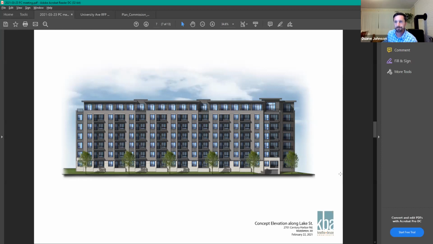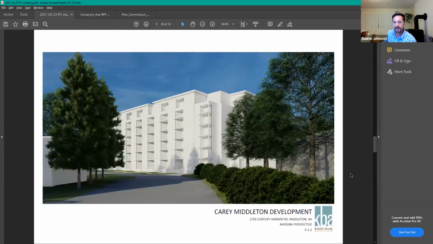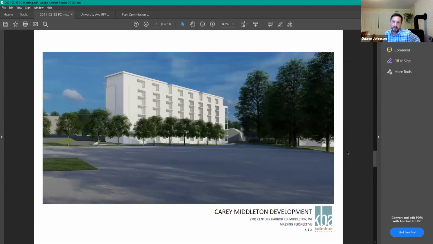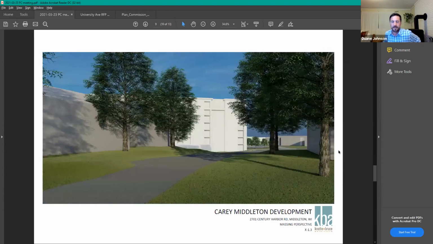We could go to the next slide. We haven't had a chance to render the building yet, but this kind of shows the general mass of the building. We're starting to study the mass, I guess. This is a view taken further down Lake Street towards the boat launch. Next slide. And this one is actually viewed from the harbor athletic parking lot, looking across Lake Street. Next slide. And this is closer to the condos and viewed down Century Harbor Road, looking south.